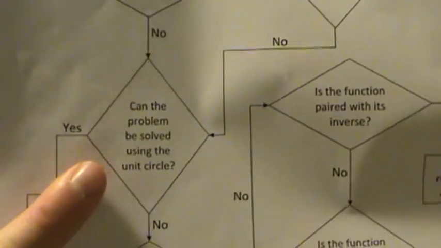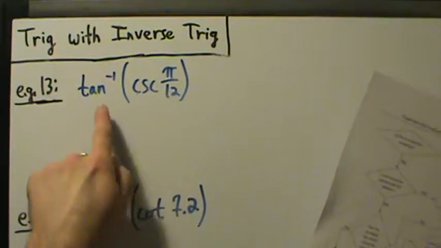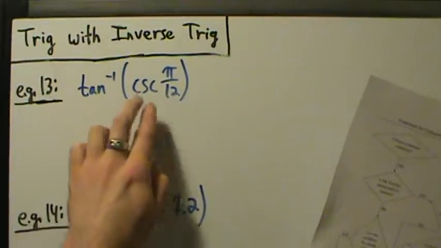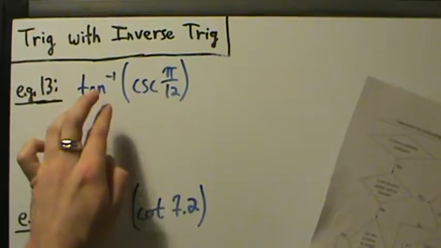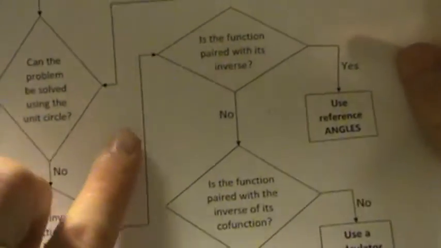Can the problem be solved using the unit circle? No. Is the inverse function on the inside? No. Inverse tangent appears on the outside. The regular function is on the inside. So no, the inverse function is not on the inside. Follow the no path up here.